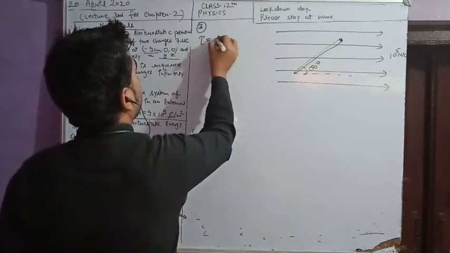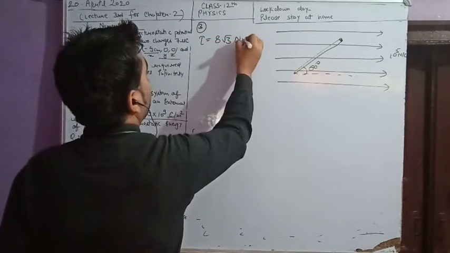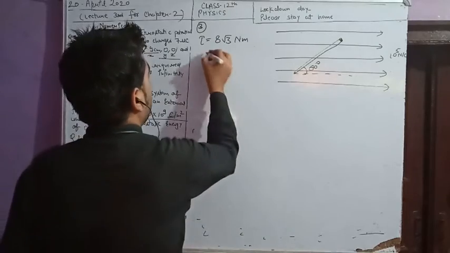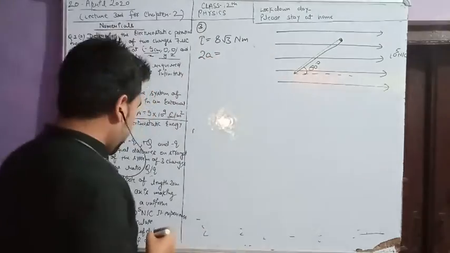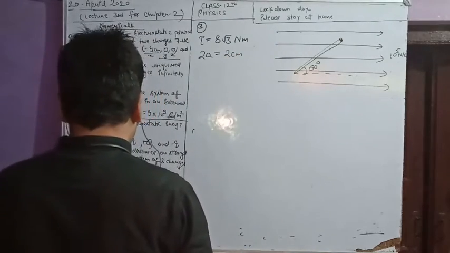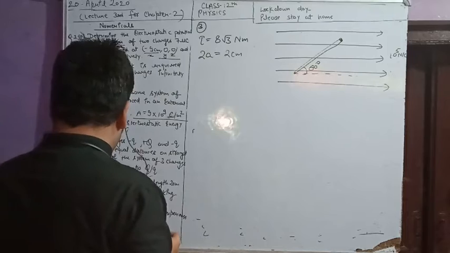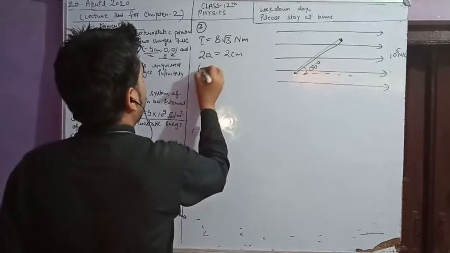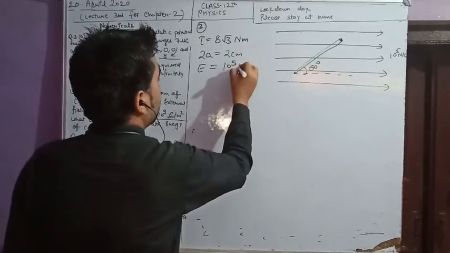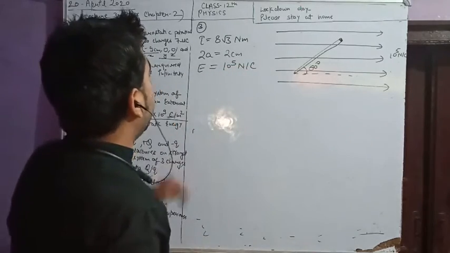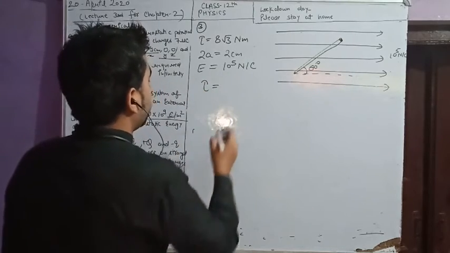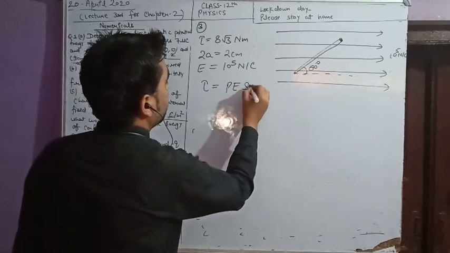So what is given to us? Tau is given to us, 8√3 Newton meter. What else is given to us? The length of the dipole. The length of a dipole is always taken as 2a. So 2a is given to us, 2 cm. Anything else is given to us? Electric field value is given to us already. So E is equal to 10 power 5 Newton per coulomb. Now students, these are the values given to us. So what is the formula for torque? Torque formula is tau is equal to PE sine theta.